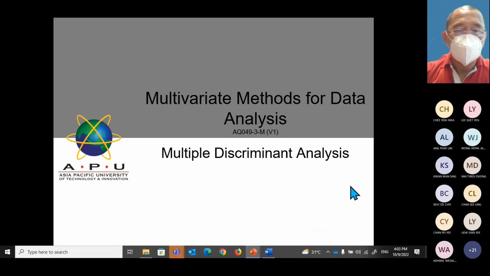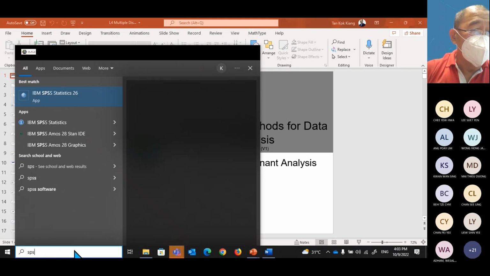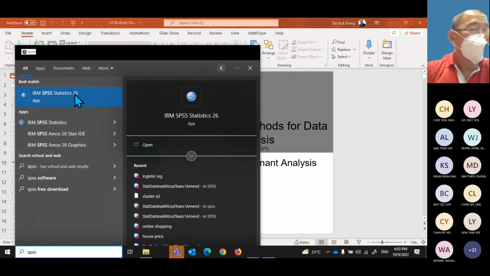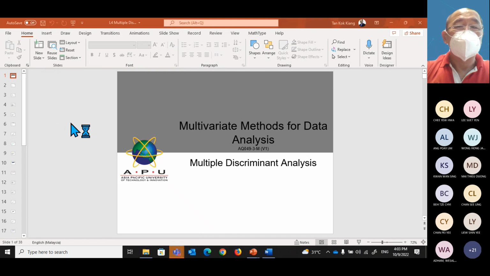I'm not sure when we should use the software, but anyhow, you may stand by first. We still use the same data set. So, this is MDA, multiple discriminant analysis. This one is what we call supervised.